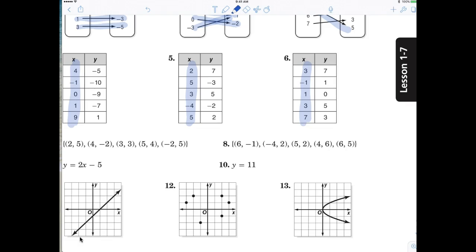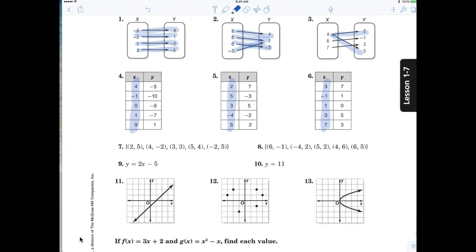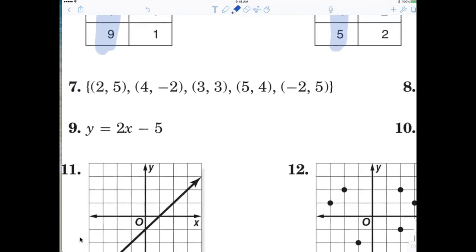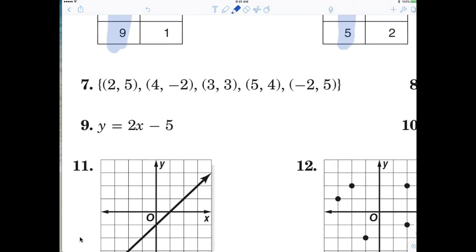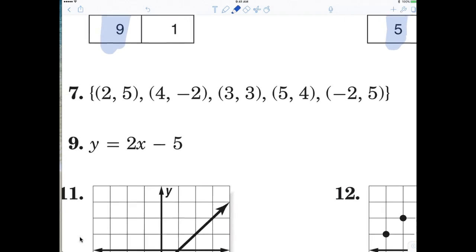3's repeat, so it's not a function. All right, so those were the mappings. Then you did the ordered pairs. We did the mapping, the table. Now we're going to do the ordered pairs.